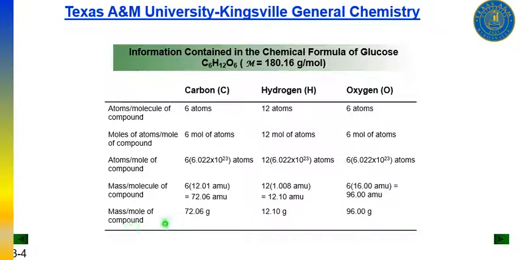And you also can calculate the mass per mole of the compounds. Essentially 12 times 6, 72.06 grams per mole. The mass per molecule of the compounds is in comparison with the AMU. Similarly for hydrogen, 12.10, oxygen 96.00. You add all this total mass together, and it gives you the mass of the glucose per mole. It's called molar mass.